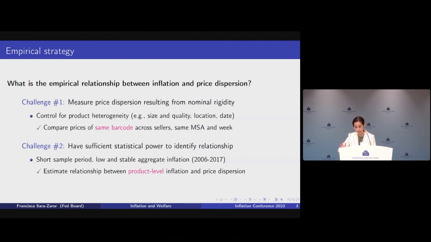The second challenge is that we need sufficient statistical power to identify the relationship. What I mean is that we need enough variation and also enough observations to carry out the estimation. But the sample that I have to compute price dispersion is only for a short sample period, between 2006 and 2017. And moreover, aggregate inflation in this period was low and stable. So this is not going to allow me to estimate the relationship between price dispersion and inflation. I am going to overcome this challenge by estimating the relationship between product level inflation and price dispersion.